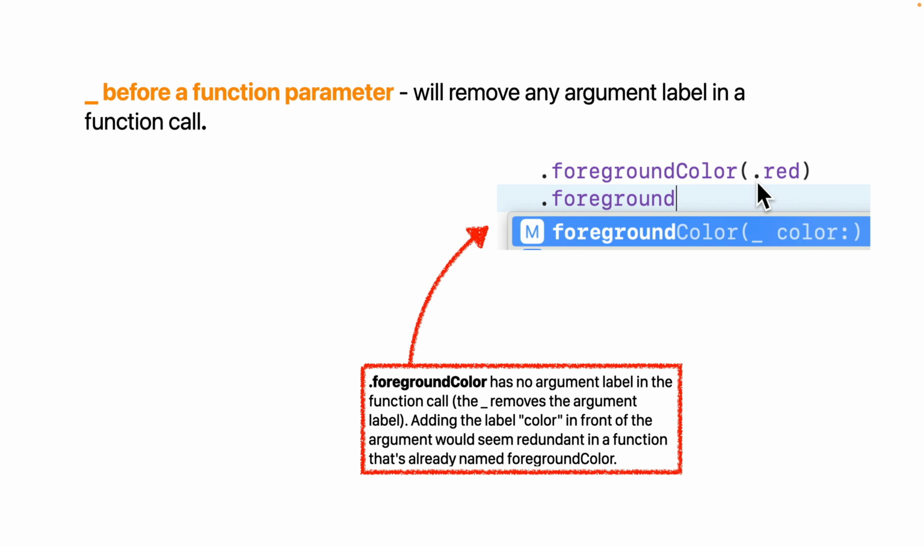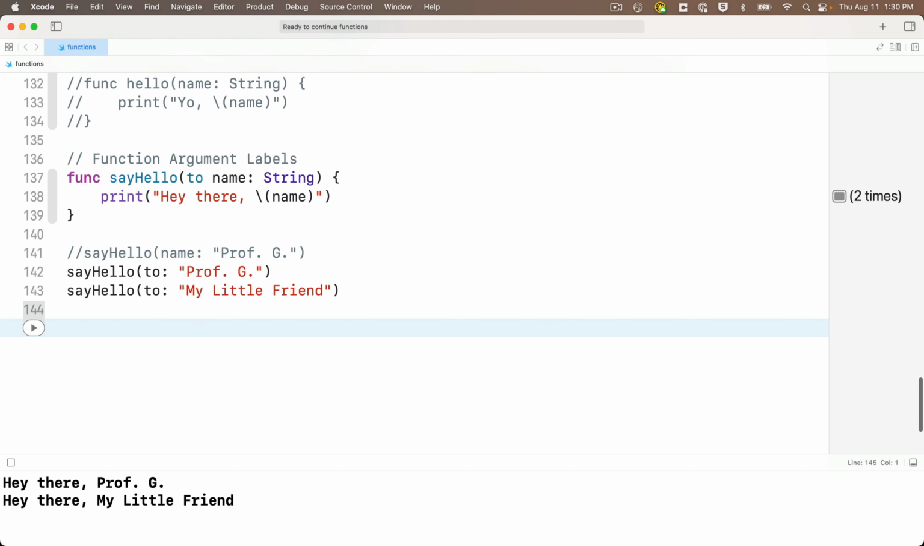So this function takes color as a parameter, but it doesn't include the name color in the function call as an argument label. There are no argument labels, because if it did, then the function call would look like this. Foreground color, color. Since the function name already has color in it, repeating color twice seems redundant. So now let's use playgrounds to show a simple example where eliminating an argument label might make sense.